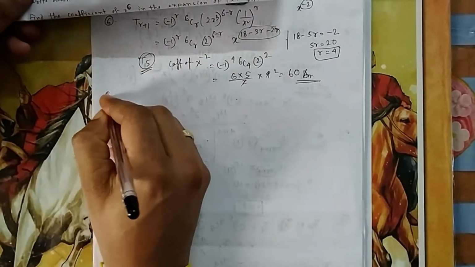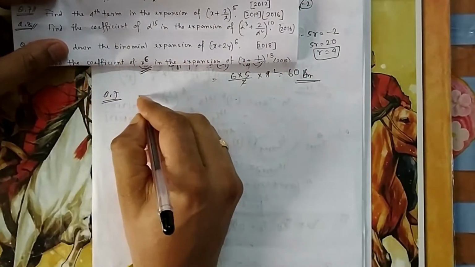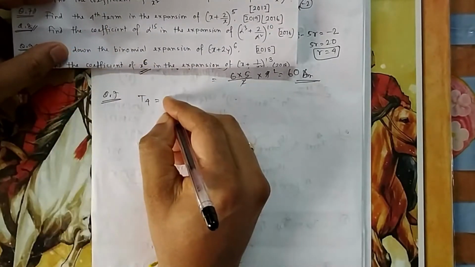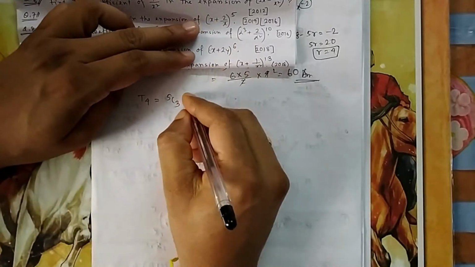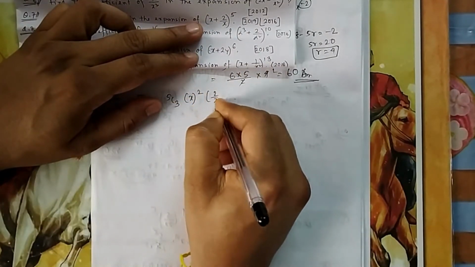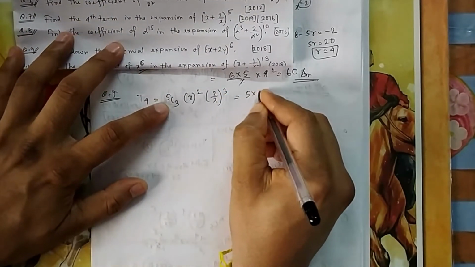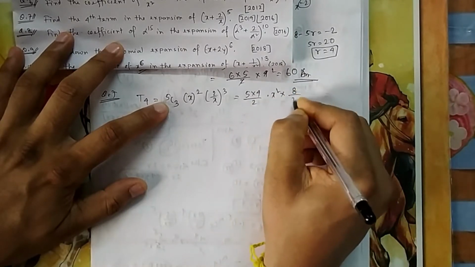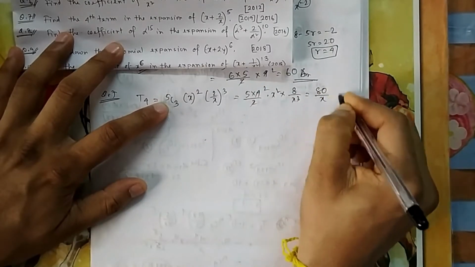Then question number 7: find the fourth term in the expansion. So easy. You need to find only T4. They have directly given it, you need to find T4. So it will be 5C3, one less than this. No minus is there. Then the first term is x to the power 5 minus 3, that is x squared, and then the second term is 2 by x cubed, directly. 5C3 is nothing but 5C2. 5C2 is 5 into 4 by 2. This is x squared. This is 8 by x cubed. So you will get ultimately 80 by x. So this is your answer.